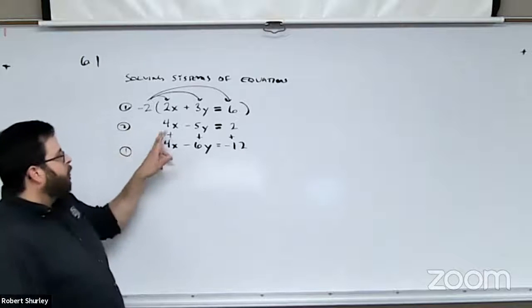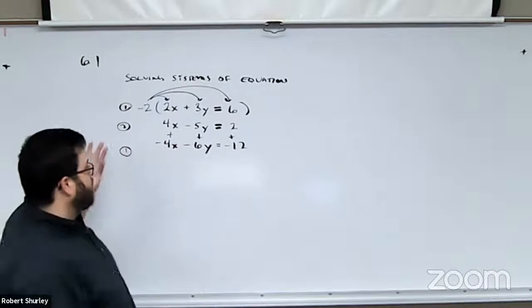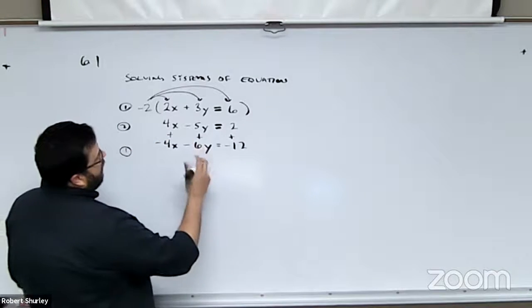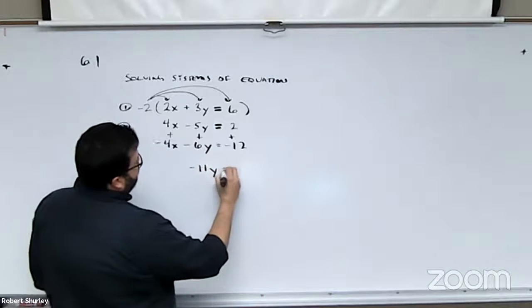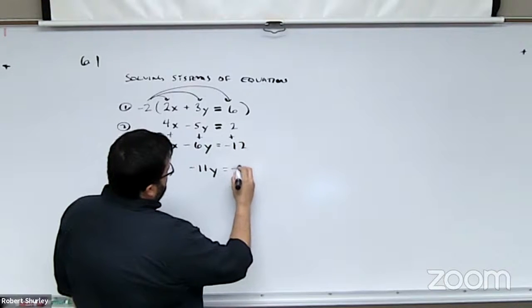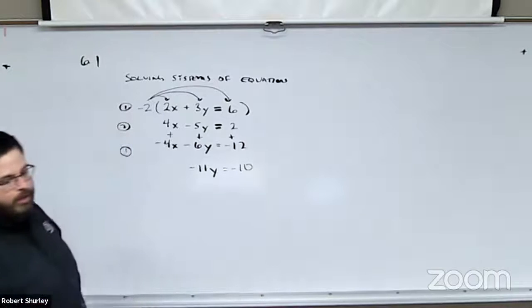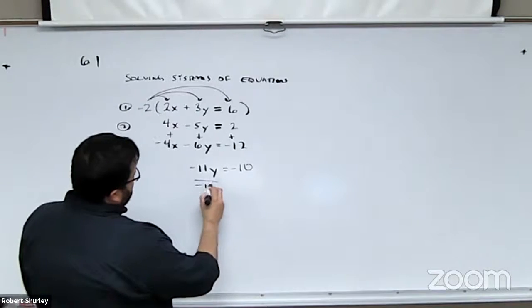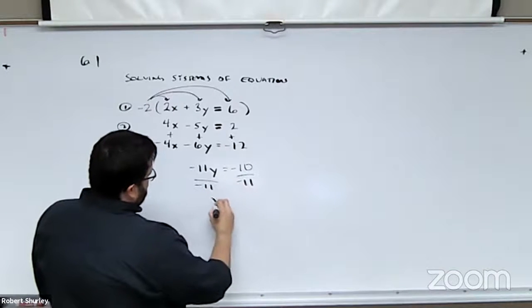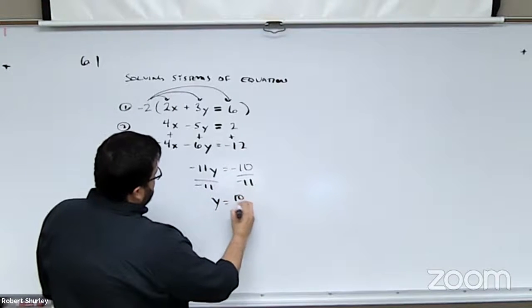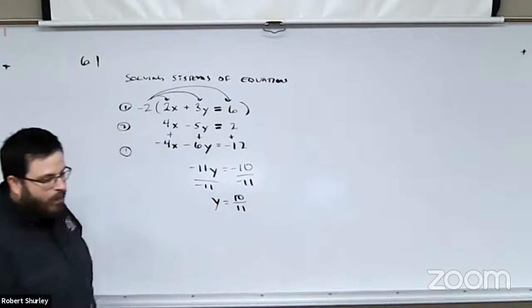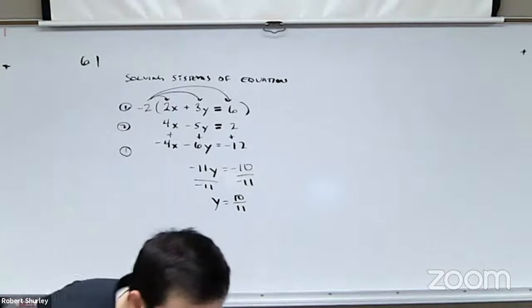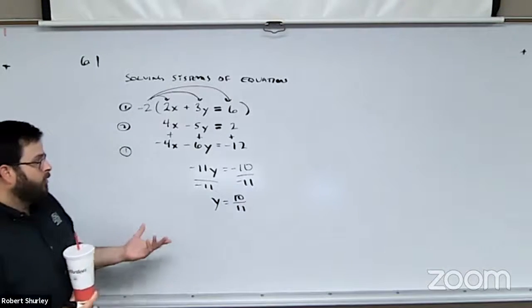The x's eliminate. You get 4x plus a negative 4x, that's 0x. Negative 5y minus 6y, you get a negative 11y. Equals, looks like negative 10, right? This is going to be one of those, oh, well, we get weird answers, okay? Divide by negative 11. And we get y equals 10/11ths. Okay, y equals 10/11ths.